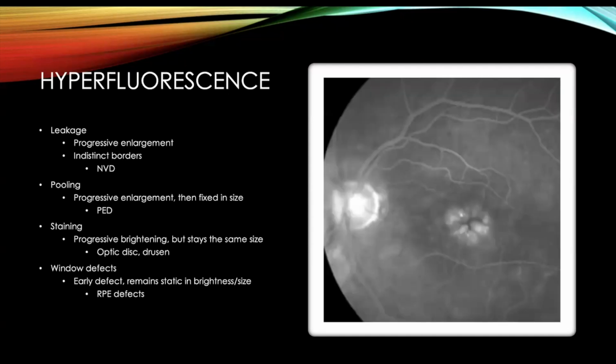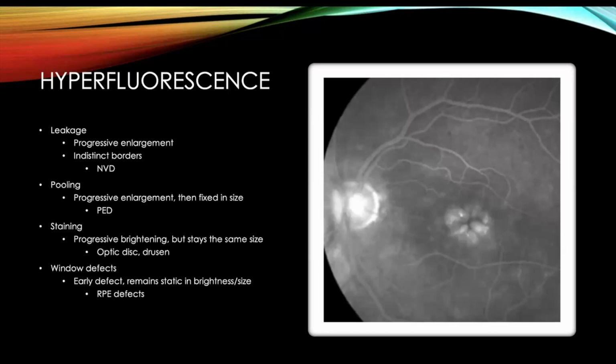Over the course of the FFA, you'll see these areas of brightness become brighter. They'll also become larger, and they have very indistinct borders. This is very typical of something like an NVD, or, for example, this is your typical cystoid macular edema, where you've got leakage happening at the back of the eye.